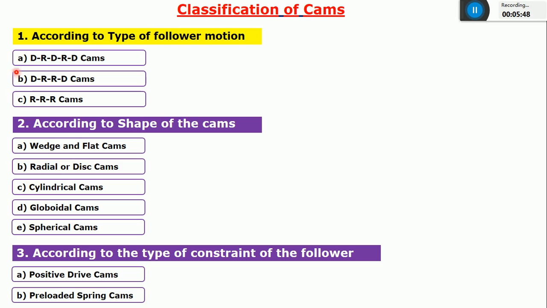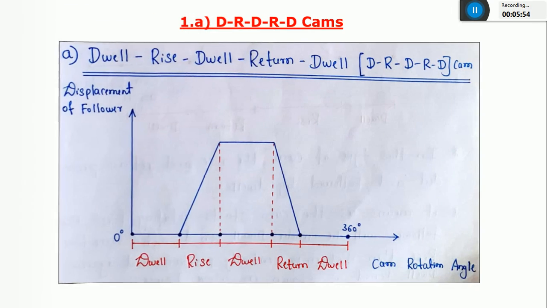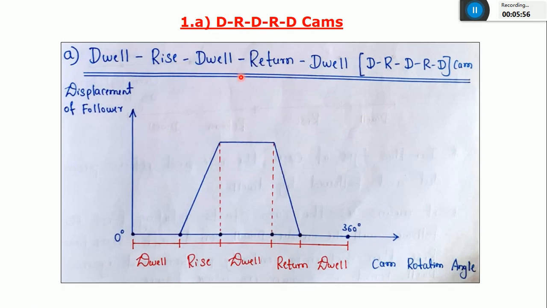So I'll start with the first one, that is the DRDR cam. This is the first classification, based on the type of follower motion. You can see the graph. This is the graph, so I can call it a displacement diagram.